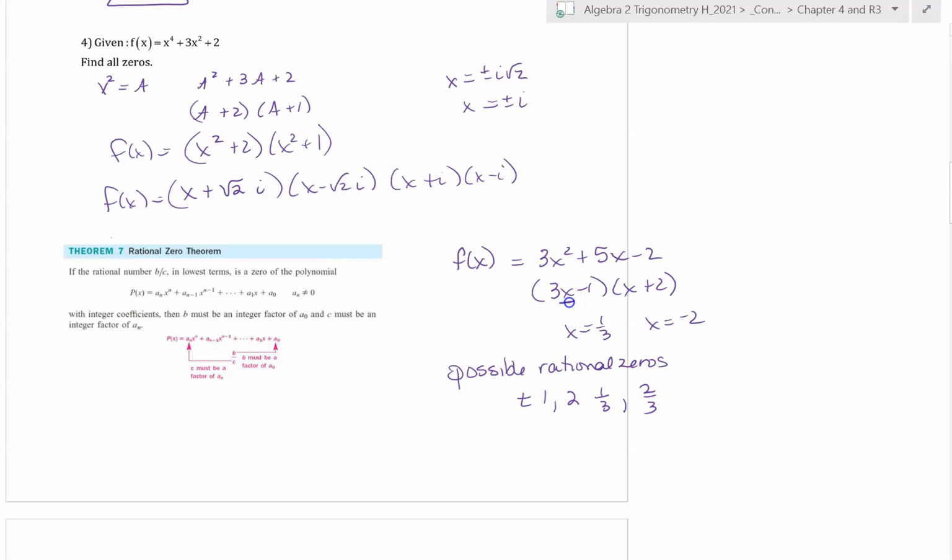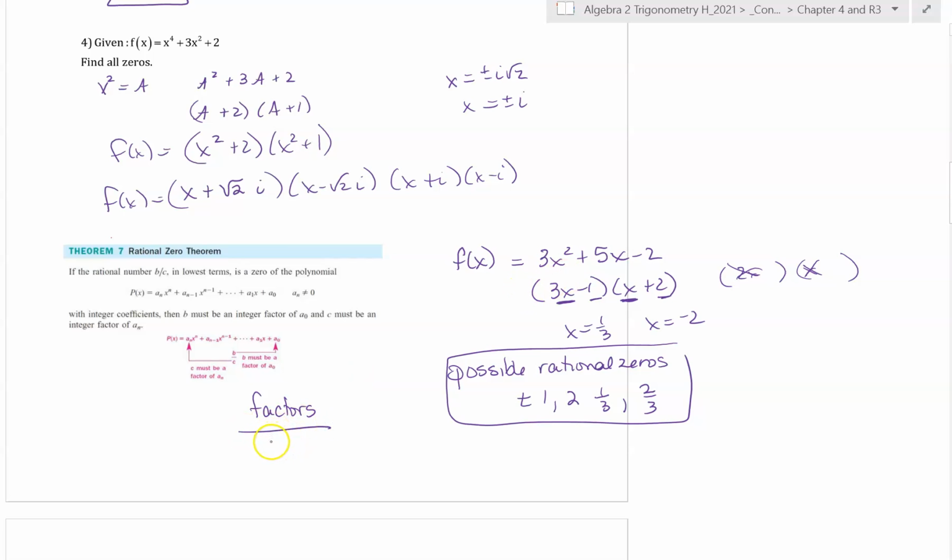Because when you were factoring, we needed 3x times x to get 3x squared, and we needed a 2 times a negative 1 to get the last number. So notice when I was trying to think about how I would factor that, I certainly wouldn't have put a 2x here and an x here. That would not multiply to give me 3x squared, right? So that's why the possible rational zeros are factors of the last number, if they're in descending order of degree, divided by factors of the first number.